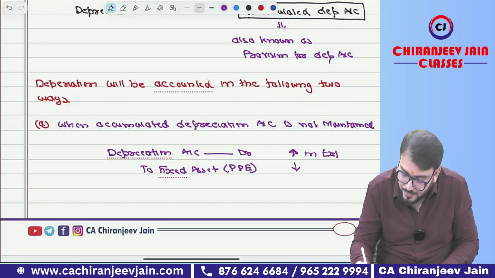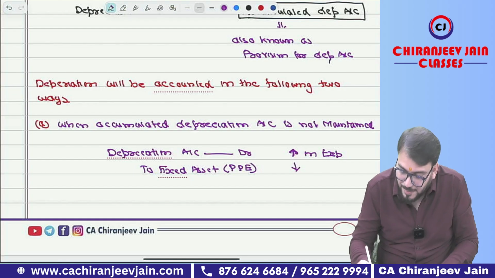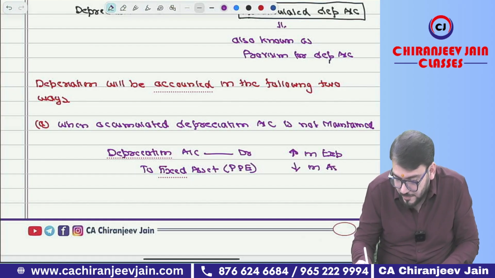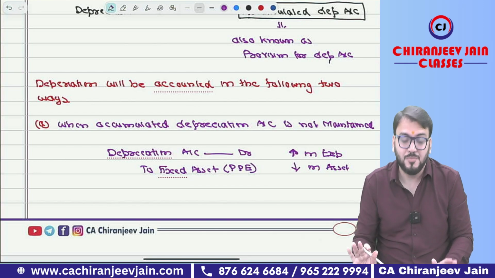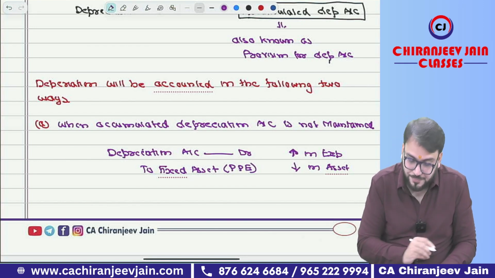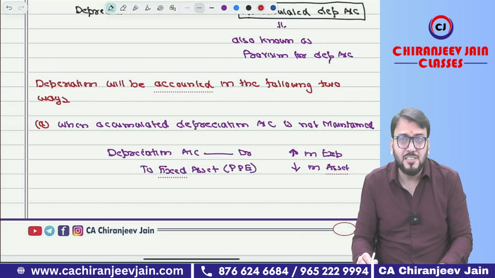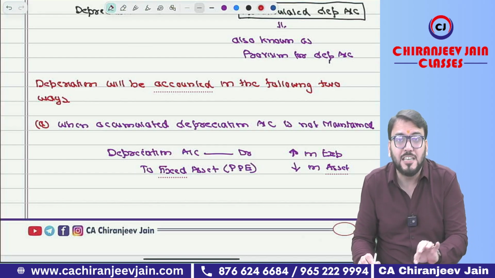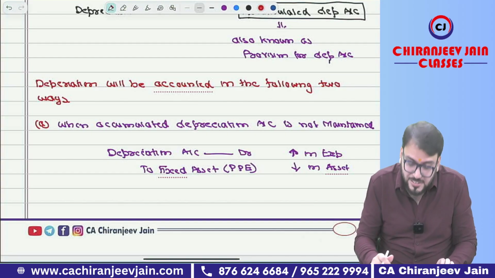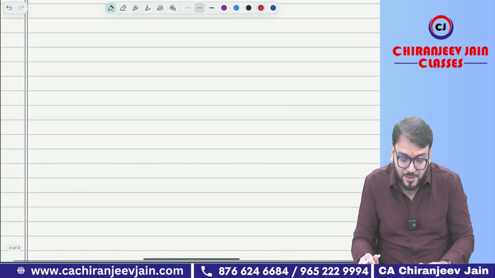Got this point? So increase in expense and decrease in asset. Modern rules. We are following modern rules only. Are you able to understand? In this, you can see we have not used accumulated depreciation account. Means if this is the case, what will be the effect in our account?